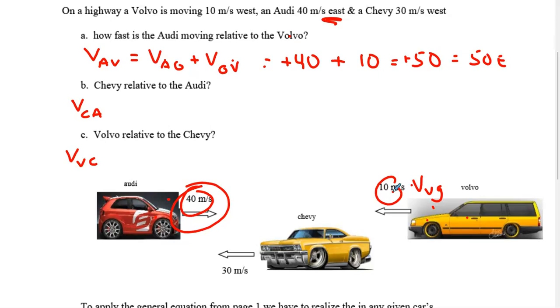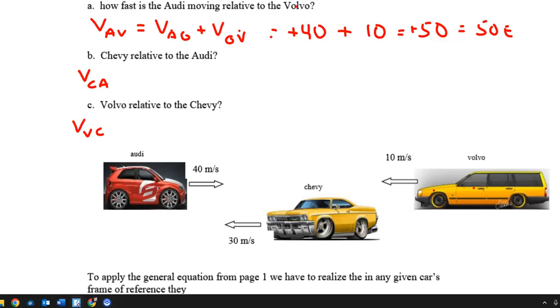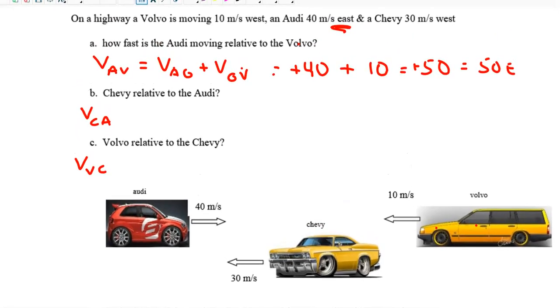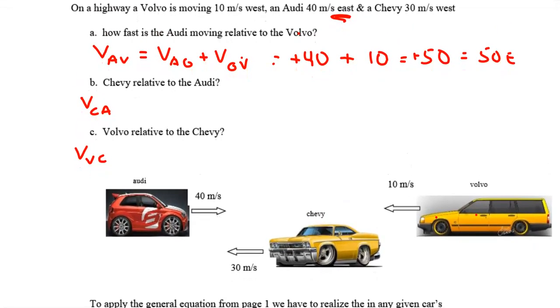Okay, so let's try the Chevy relative to the Audi. Let's erase all this. What you know, once again, is the Chevy and the Audi are moving towards each other. Imagine those two cars are lined up, right? Even though they're shown offset, that's not really the case. So I would just go through the process.